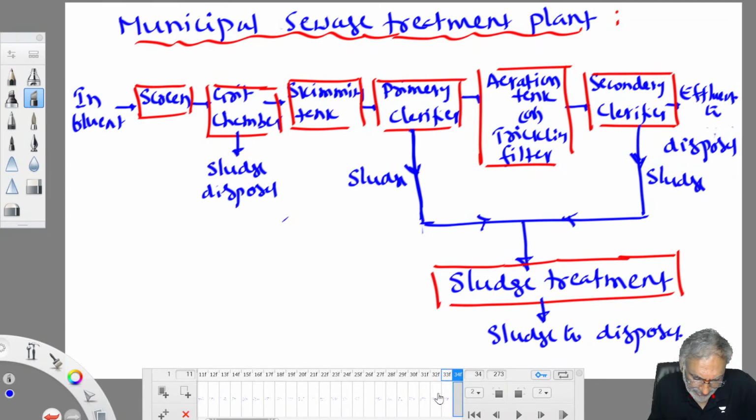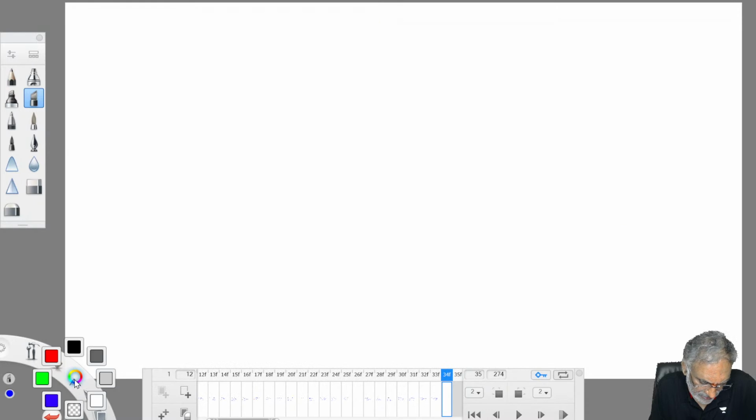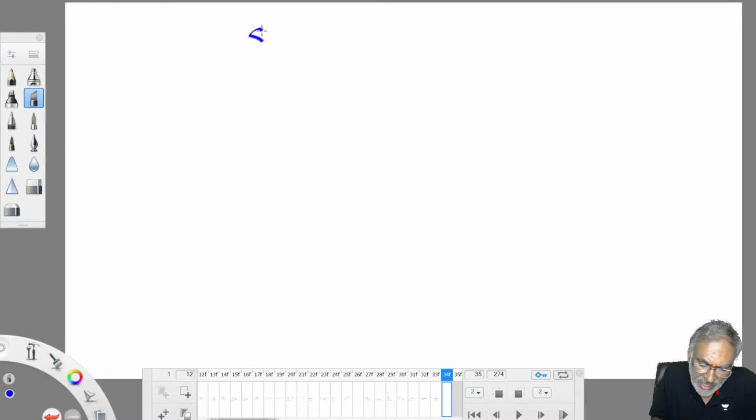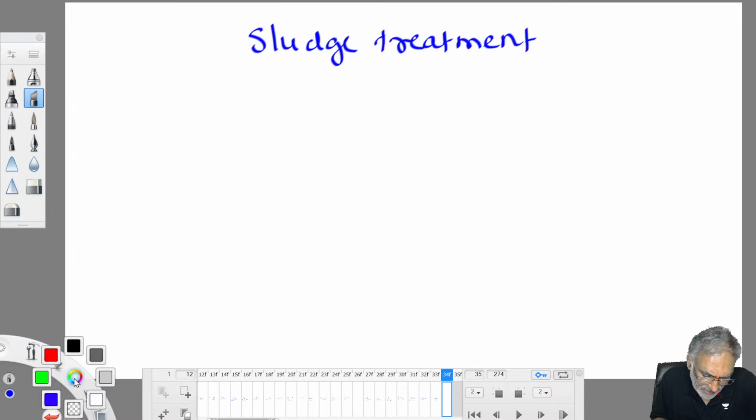Okay then, let us see the sludge treatment. How sludges are treated. Without wasting time, from sludge treatment also they frequently ask questions in the GATE exam.